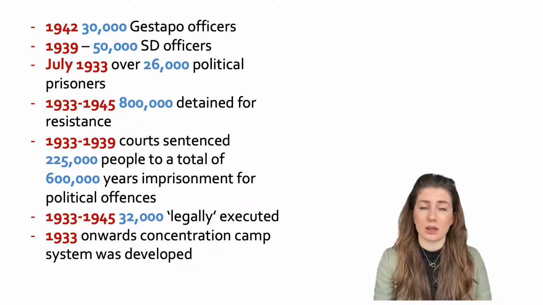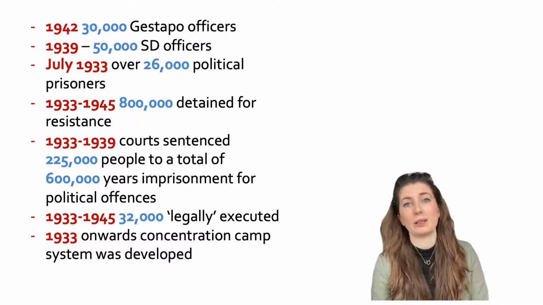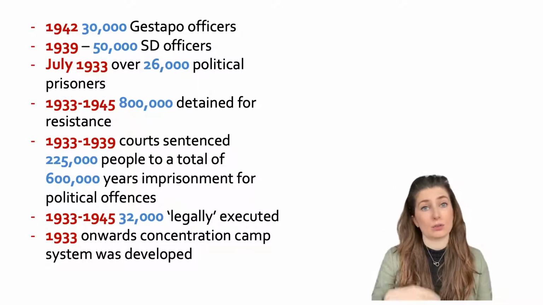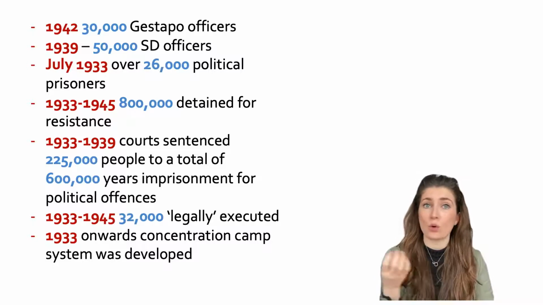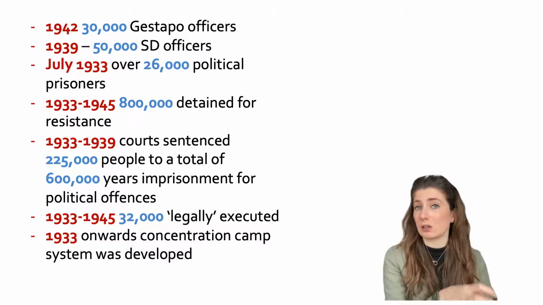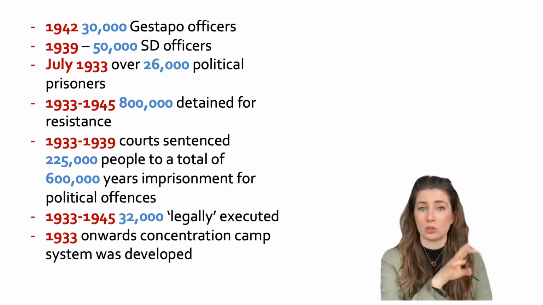Finally, from 1933 to 1945, there were 32,000 people who were legally executed through the use of the special courts and the people's courts. So you can link it here into that factor we already looked at on the law, the courts, the judges, the lawyers. And from 1933 onwards, concentration camps were developed.